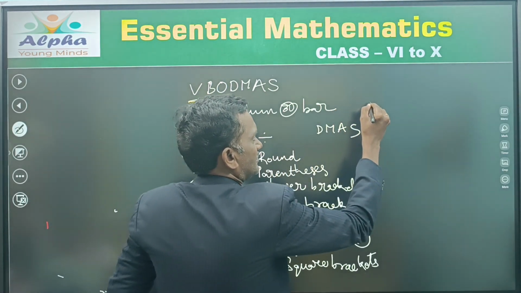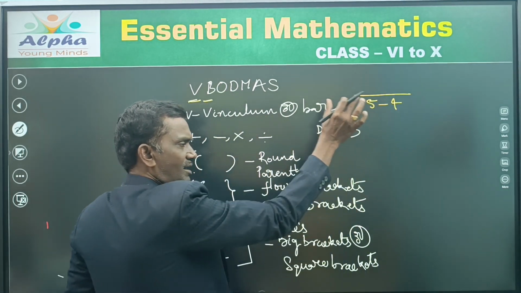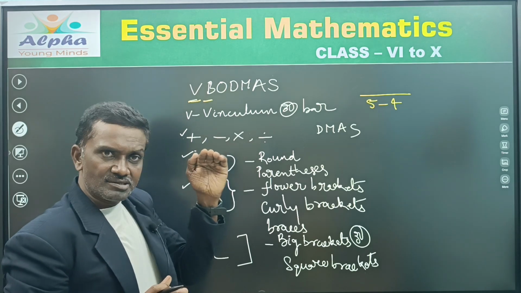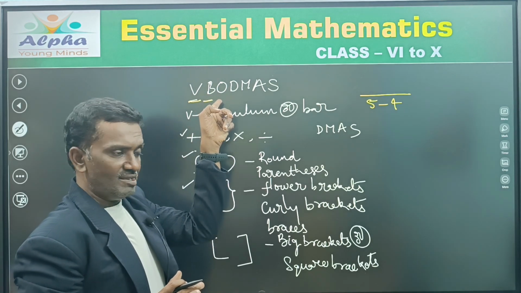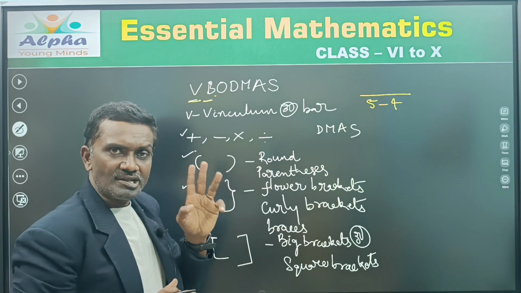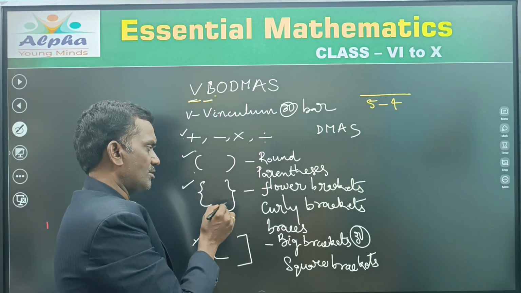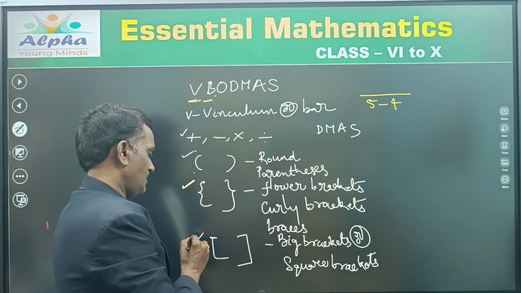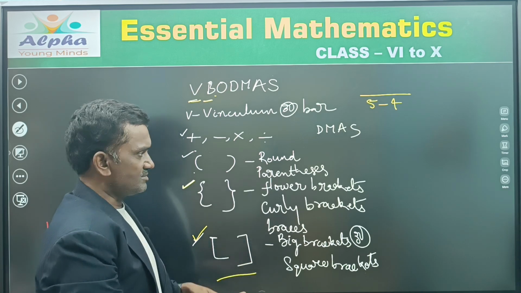Bar means, for example, you can find in some expressions like this, 5 minus 4 under a bar, which means all this comes as one term only. In different syllabus versions they can call it vinculum also. And B is for bracket. Already I told you three types of brackets are there: round brackets or parentheses, flower or curly brackets or braces, and then square brackets or big brackets.